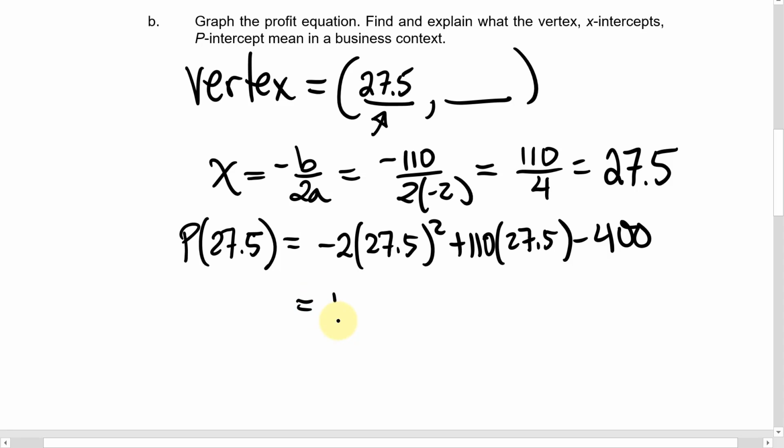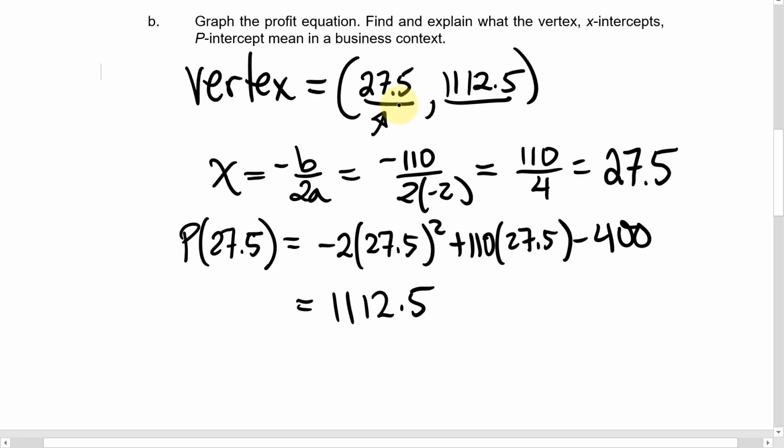And that's 1012.5. Now, what does this mean in a business context? Well, if you made exactly 27.5 in the production level, then your profit is 1112.5, but actually we need to think carefully about the units.